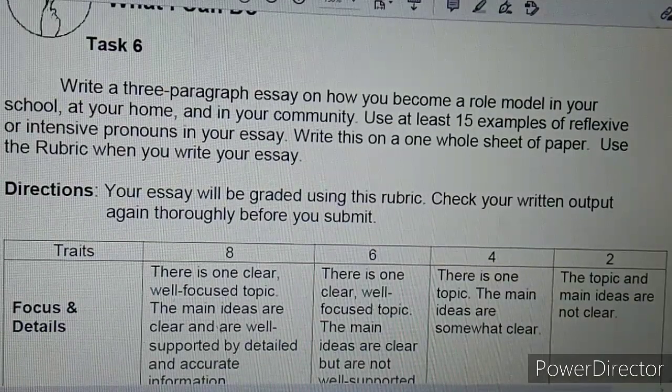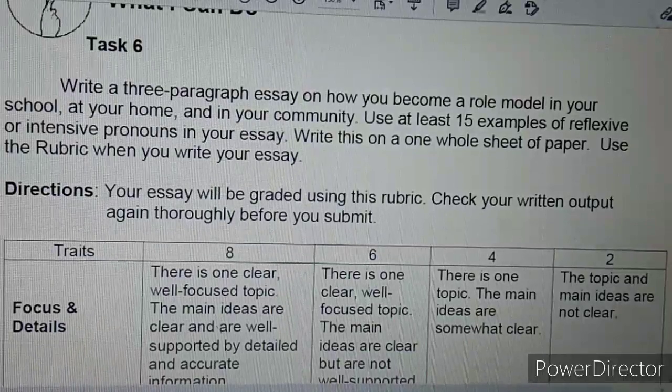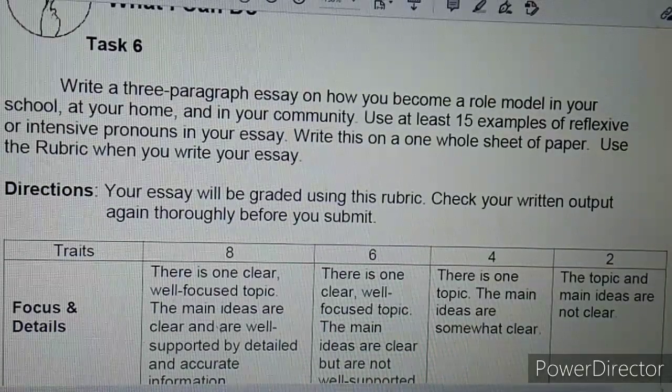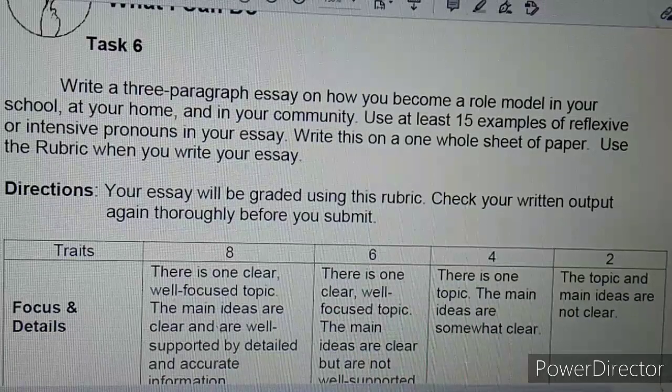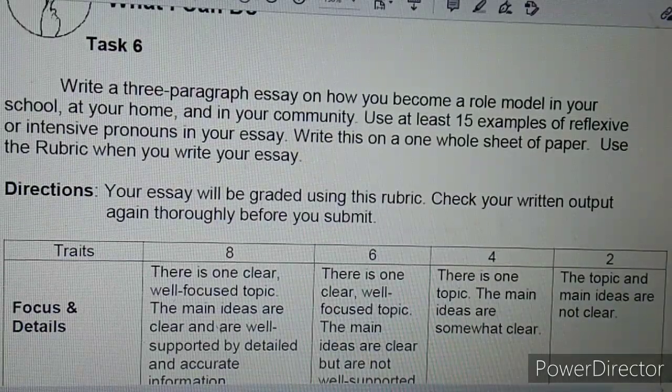Now let's move on to task 6. Again, from task 6 up to task 8, your answers may vary. For task 6, you are going to write a 3-paragraph essay on how you become a role model in your school, at your home, and in your community. Use at least 15 examples of reflexive or intensive pronouns in your essay. Write this in your answer sheet, and you are going to be graded using the rubric below.